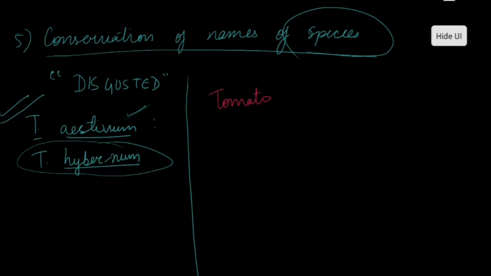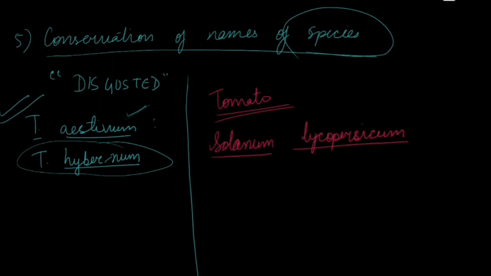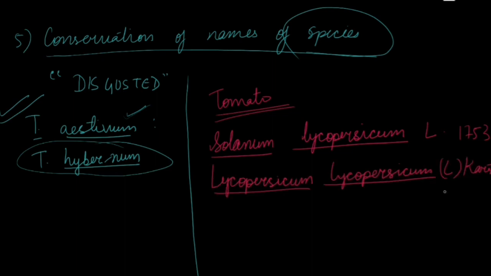Here's another example of conservation of name of species. It's of a tomato. The earliest name given for tomato was by Linnaeus, and he called it Solanum lycopersicum, Linnaeus, 1753. Later on, Karsten made a name change and called it Lycopersicum esculentum, 1882. But this is lycopersicum, the same name, so it becomes a tautonym, so it is not accepted by the botanical nomenclature.